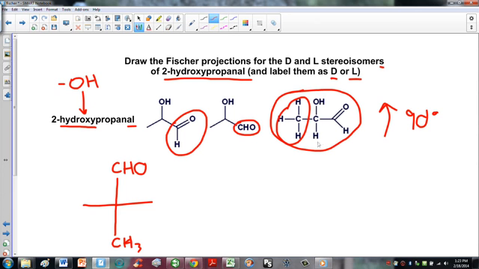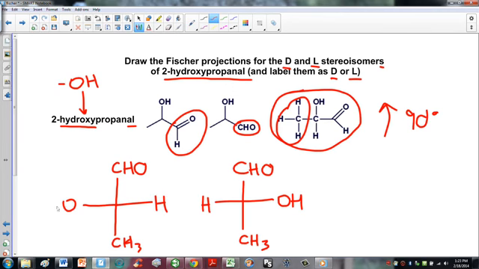Now, you can't necessarily tell from here where you should put the H and OH. Well, that's why it says D and L stereoisomers, because you're going to draw out two. So let's draw out them both. Let's put the CH3 at the bottom again. Now, from what we said before, when we have the OH group on the right, that's the D stereoisomer. And then when we have the OH on the left, that's the L stereoisomer. In other words, this would be D-2-hydroxypropanal. This would be L-2-hydroxypropanal. And that's how it works.